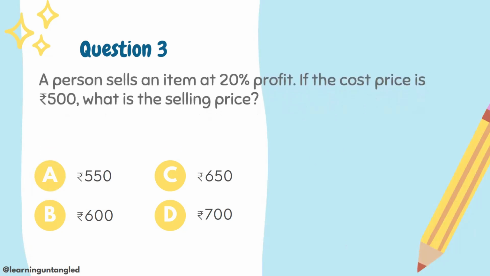Okay, let's move on to question number 3. A person sells an item at 20% profit. If the cost price is 500 rupees, what is its selling price? A, 550 rupees, B, 600 rupees, C, 650 rupees, or D, 700 rupees.